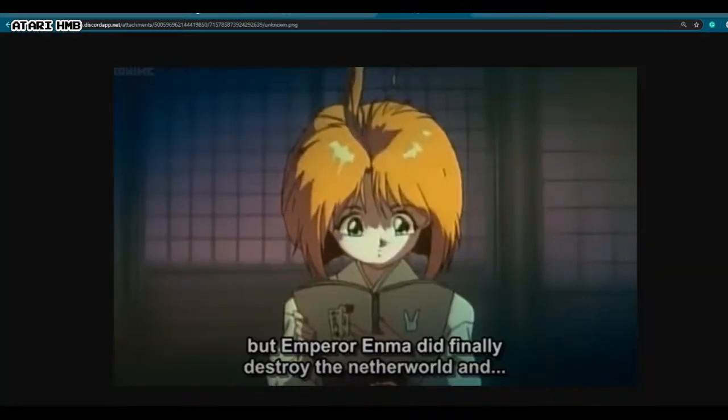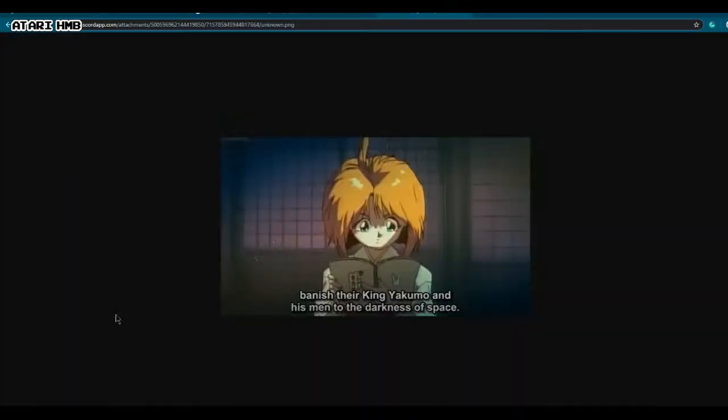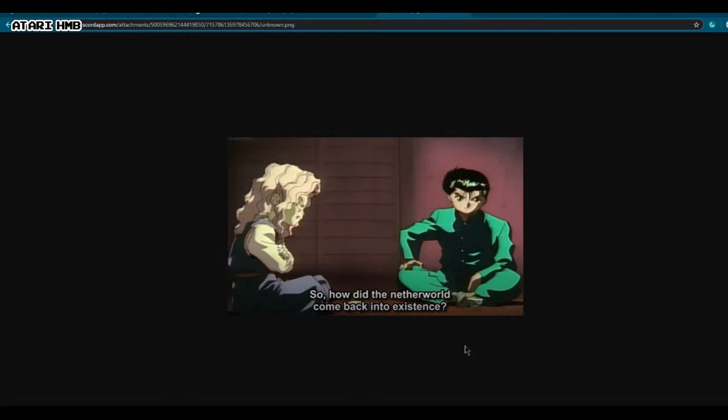But King Enma did destroy the netherworld and banished their king Yakumo and his men to the darkness of space. And then Yusuke asks, so how did the netherworld come back into existence? That means it was destroyed out of existence originally. Yeah, don't sleep on Yu Yu Hakusho characters. Remember, the spirit world scales to the human world, and the netherworld scales to the spirit world. But we all know the spirit world and the netherworld, the demon world, all have multiple stars and are actual universes. So that's a pretty impressive movie feat.